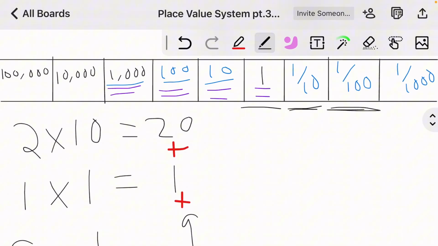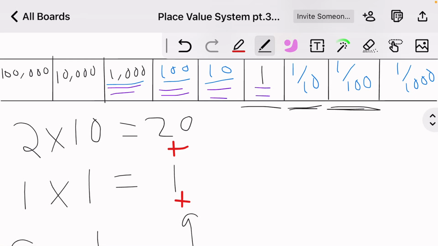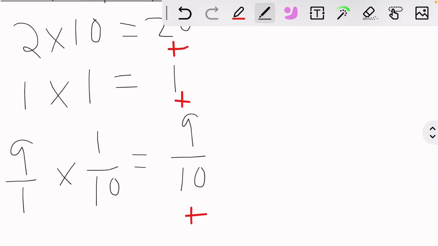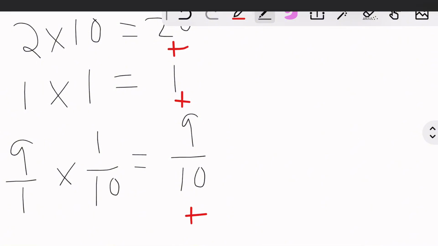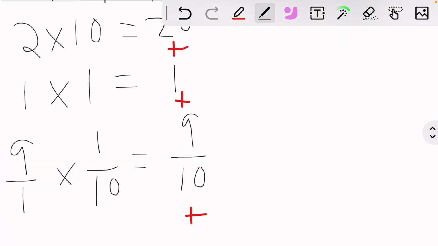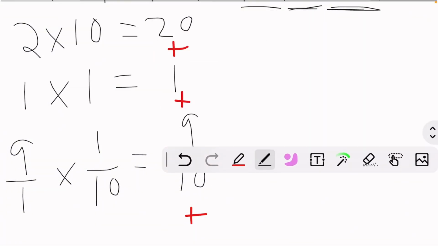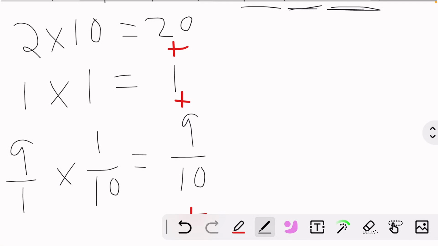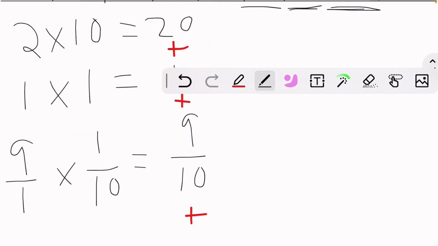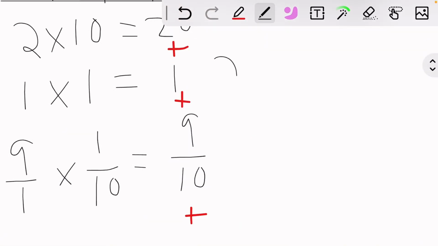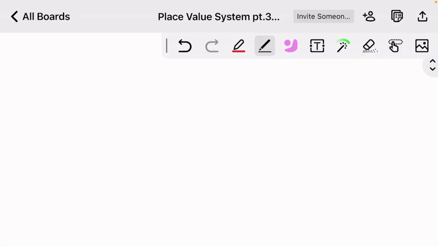So now let's look at all that we got right here. We got 20 plus 1, and these are non-decimal numbers. But then we got the decimal point, right?